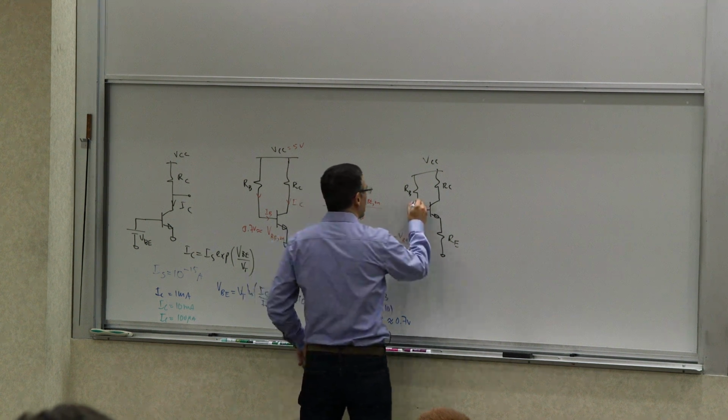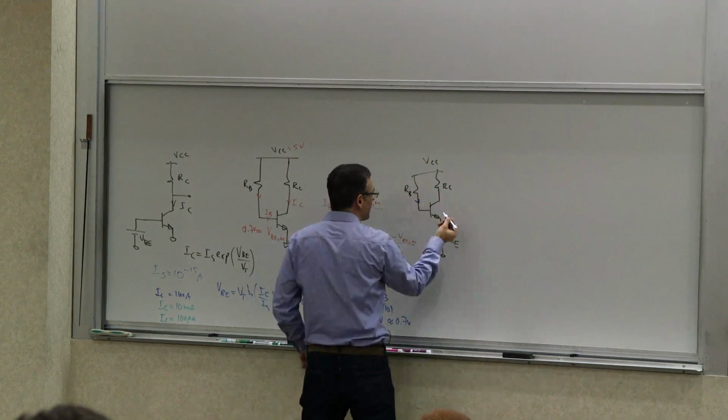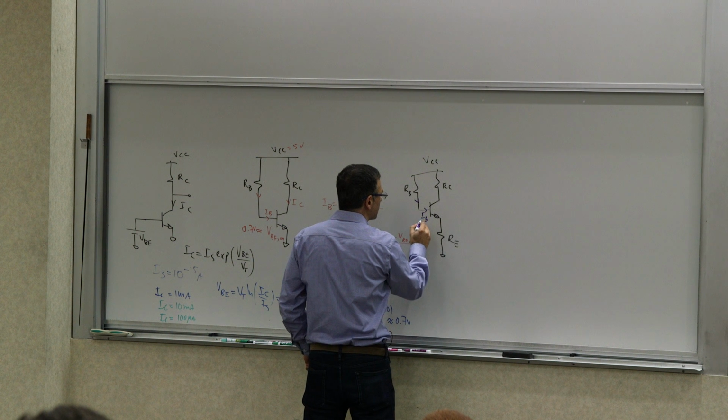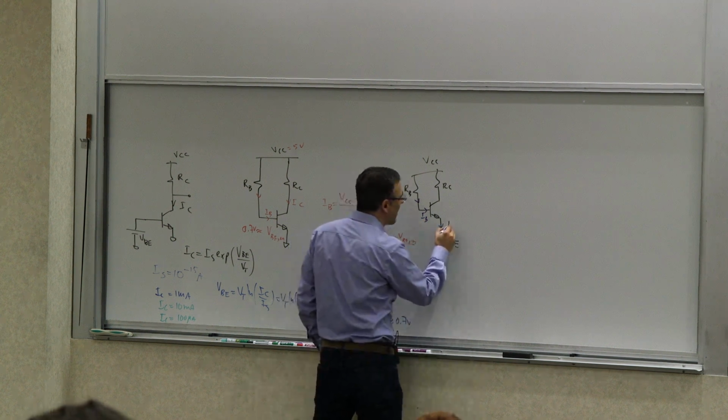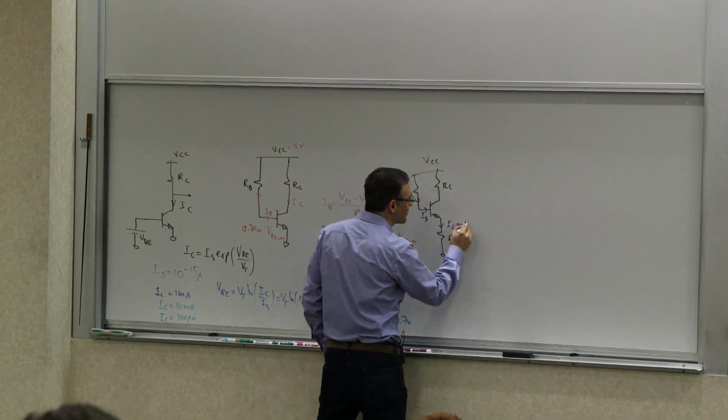So what do you get in this case? Let's see. So this current, so what are the voltages? This is IB still, right? But this is IE, which I'm saying that roughly is close to IC.